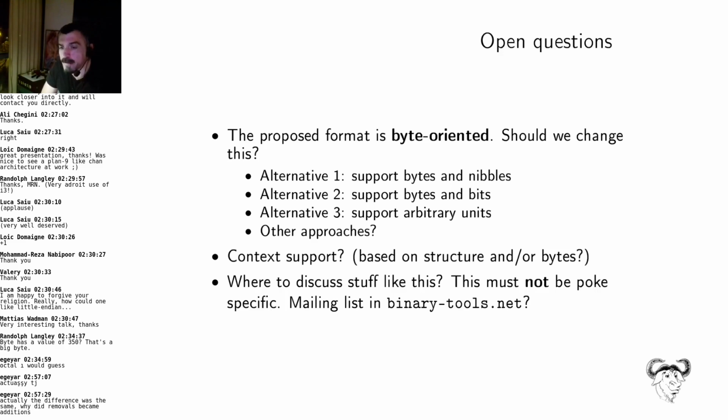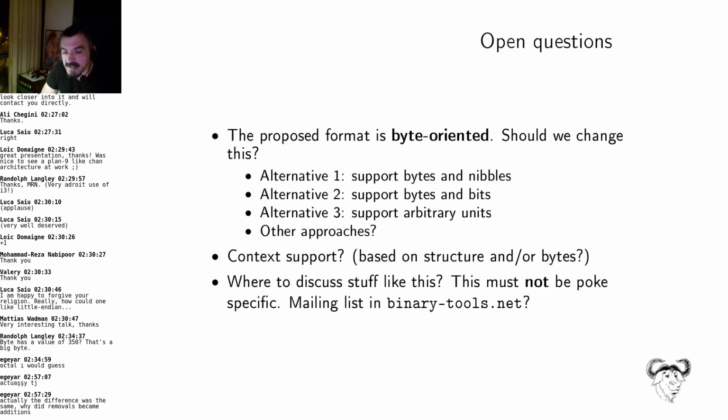Now, there are some open questions where I'm interested in your input. As you can see, the proposed format is byte-oriented. It's totally byte-oriented. In the header, we have the offset denoted as bytes, the size denoted as bytes, and even in the bytes, we could go down to nibbles, but it uses hexadecimal digits. So my question is, is this good enough, or should we change it?